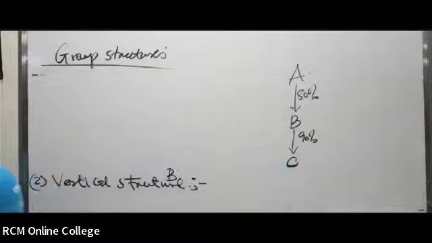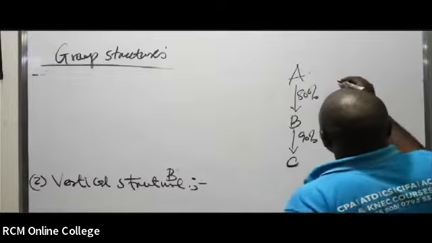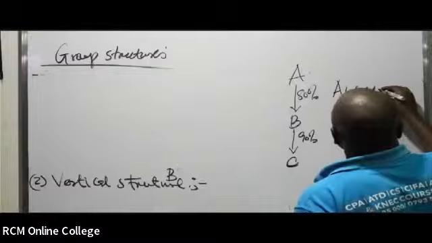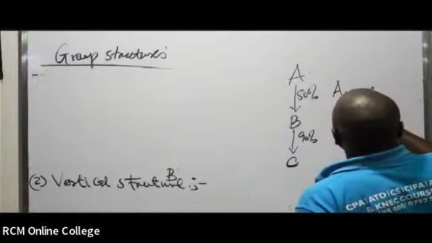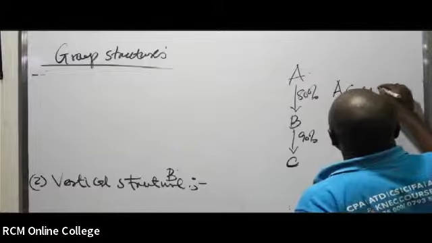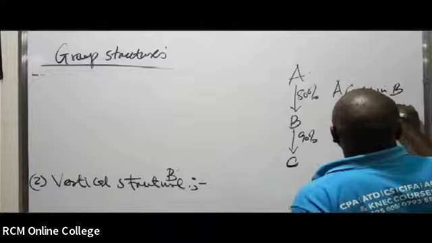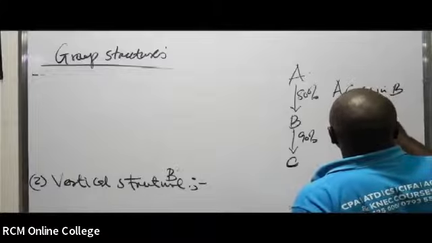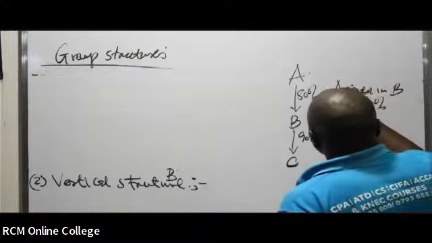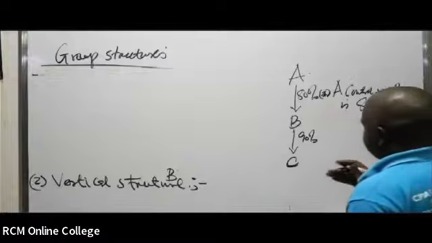So what you are likely to realize is that, other than saying interest, you can write: A's control in B is 80%. This is the first thing you should write there, just besides the structure.